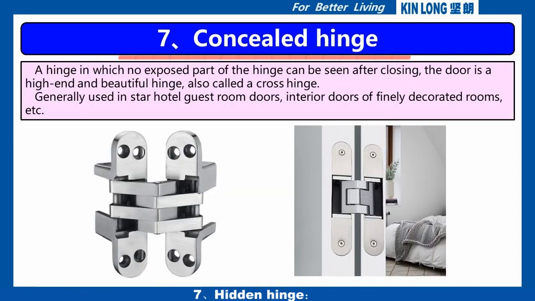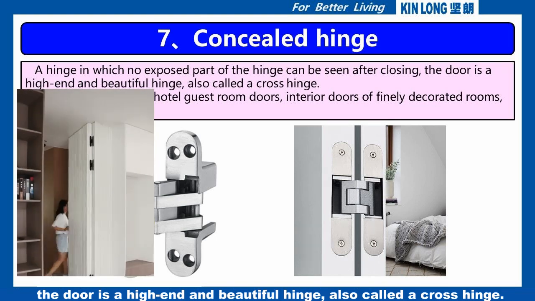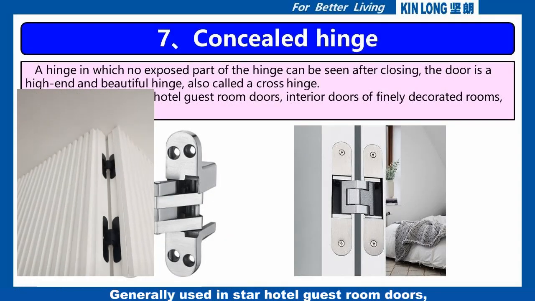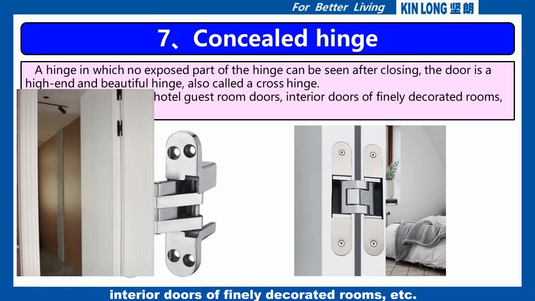7. Hidden hinge. A hinge in which no exposed part of the hinge can be seen after closing. It is a high-end and beautiful hinge, also called a cross hinge. Generally used in star hotel guest room doors, interior doors of finely decorated rooms, etc.